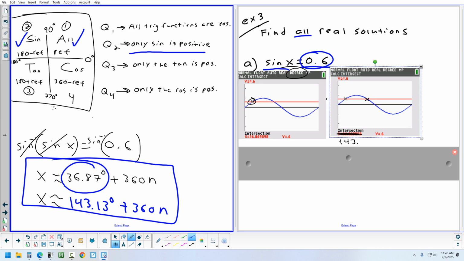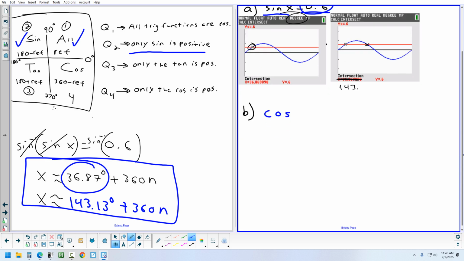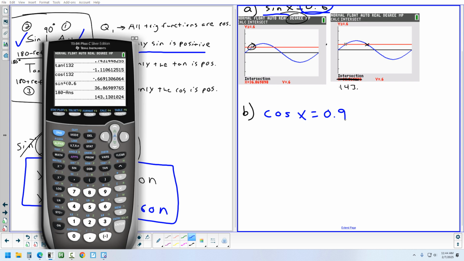All right, let's do a different one first. We'll come back to cotangent. Let's do cosine of x equals 0.9. What can I do on both sides to get my first answer? Take the inverse cosine. Yep, inverse cosine 0.9. You're already halfway done the problem. If you were graphing it, you wouldn't even have done your window yet. All right, so that's your first angle, 25.84.